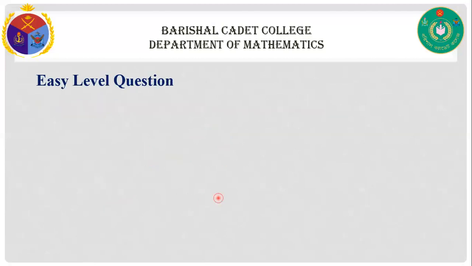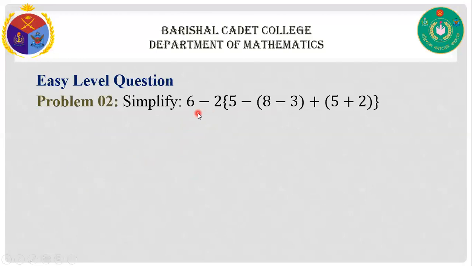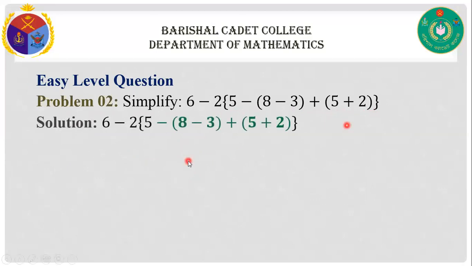Now problem 2. Simplify 6 minus 2 into second bracket 5 minus 8 minus 3 first bracket close plus first bracket 5 plus 2 first bracket close second bracket closed. So solution, we have 2 first bracket and first 8 minus 3, this first bracket have negative sign and this first bracket have positive sign. So inside the first bracket, we have to simplify.